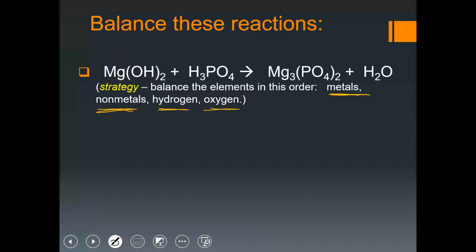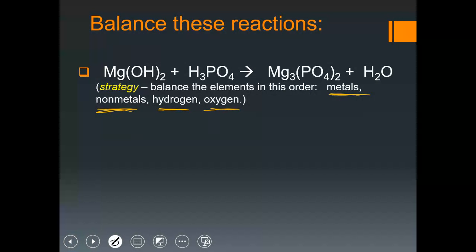See, there's oxygen in all 4 of these substances. If you start trying to fool with numbers to balance the oxygen, you're going to constantly be messing something else up. But you watch, if we do this order, metal, non-metal, hydrogen, oxygen, a lot of times by the time we get to the oxygen, it's balanced, or there's only one thing to adjust.